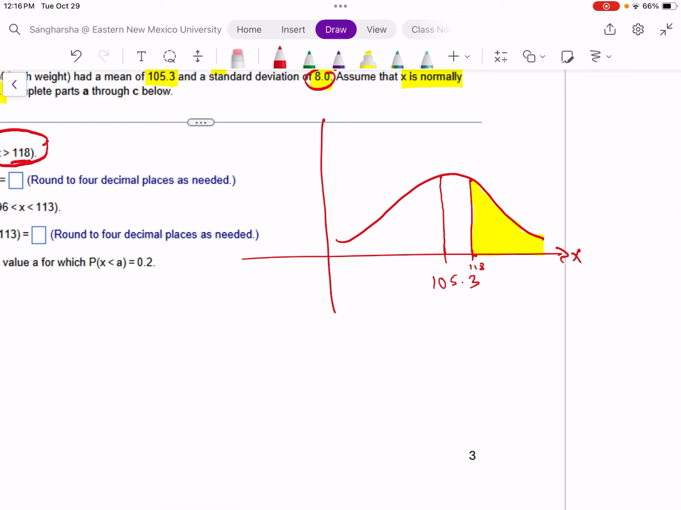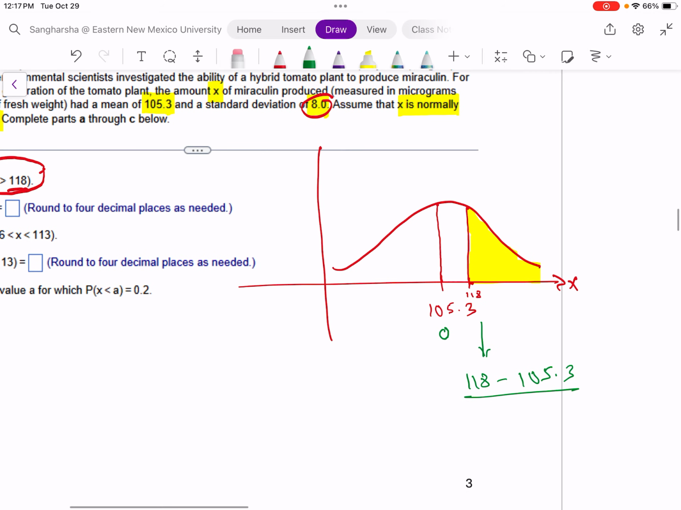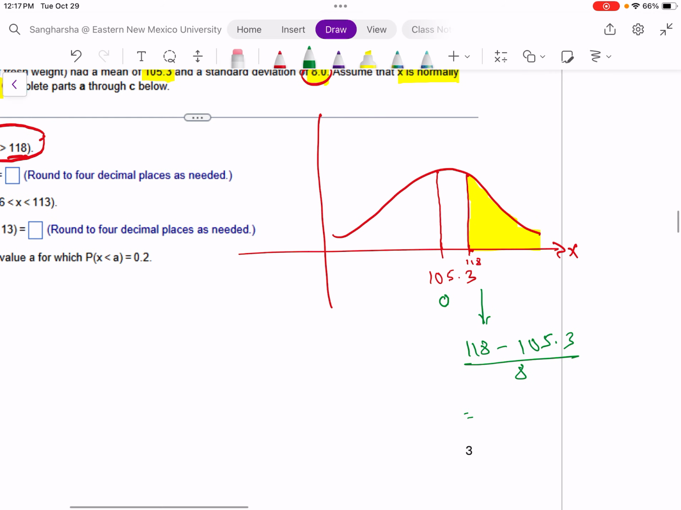So for 105.3, the mean always has a Z value equal to 0. You can use the formula, but you always end up getting 0. Now let's convert 118 into a Z value. That is 118 minus the mean, which is 105.3, divided by the standard deviation, which is 8. And what is this equal to?